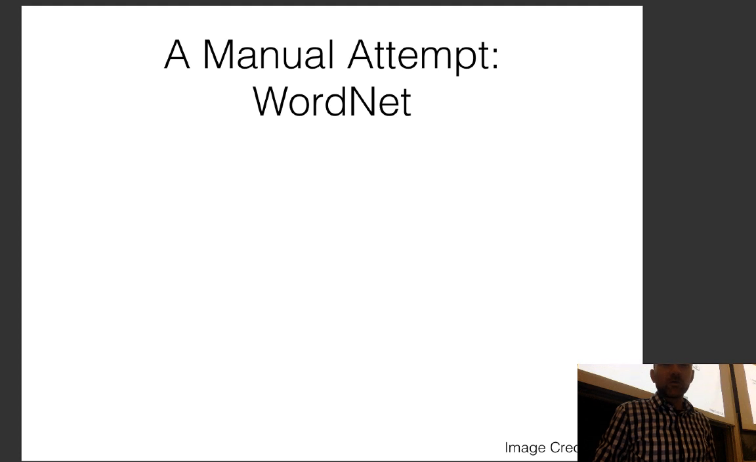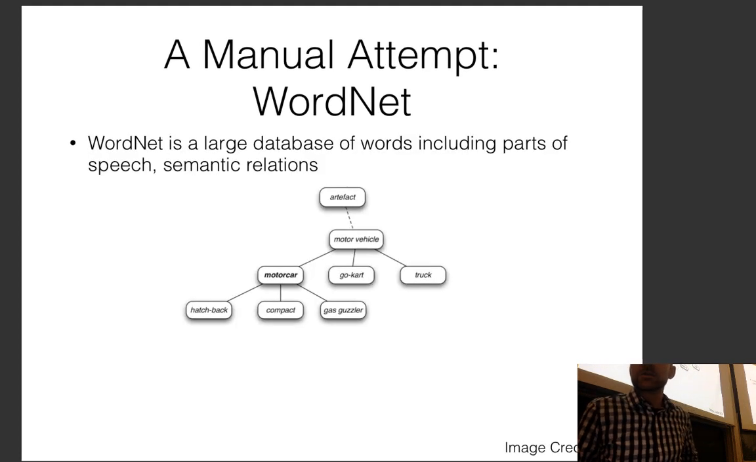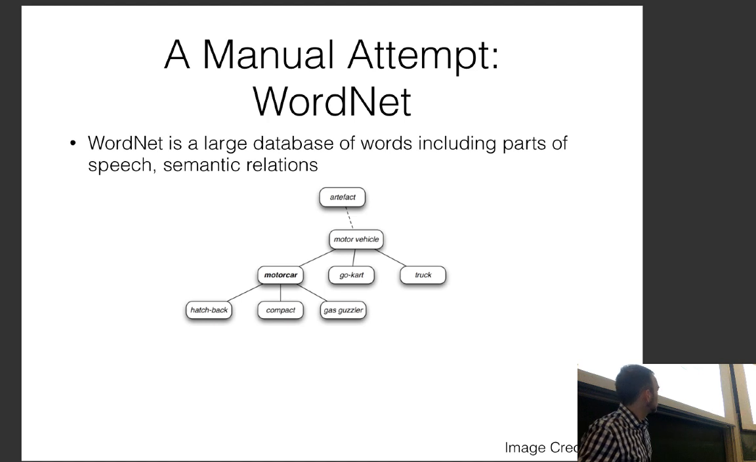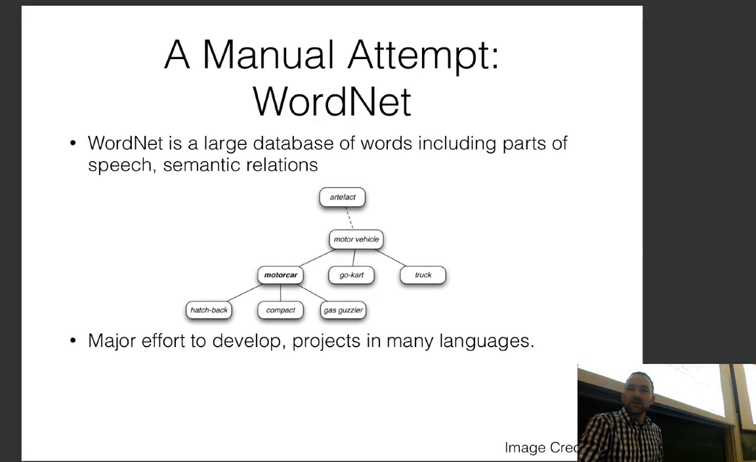But basically what WordNet tried to do is it's this big database of words that include part of speech and semantic relations. Artifact is kind of the top-level semantic class, and then you have a motor vehicle as a type of artifact. A motor car is a type of motor vehicle. A gas guzzler is a type of motor car, I guess. So this was a major effort to develop, and there are projects in many, many different languages. They're all linked together, et cetera.